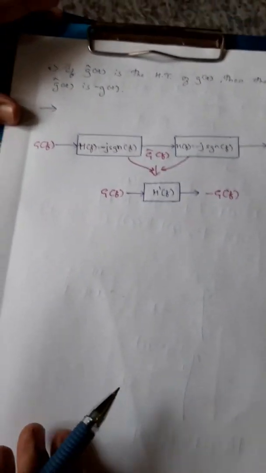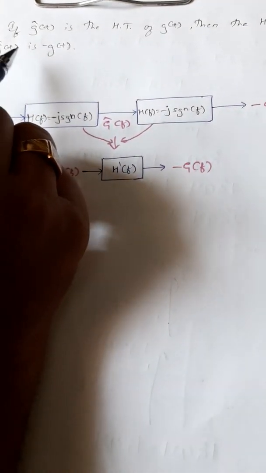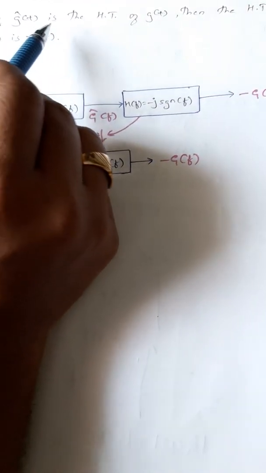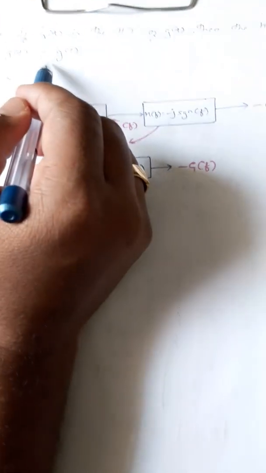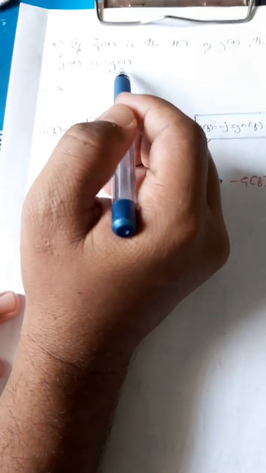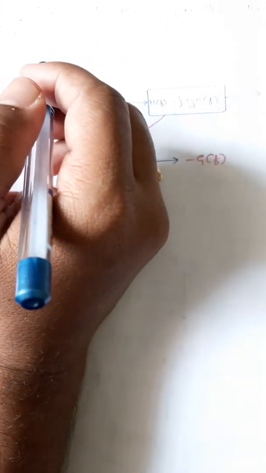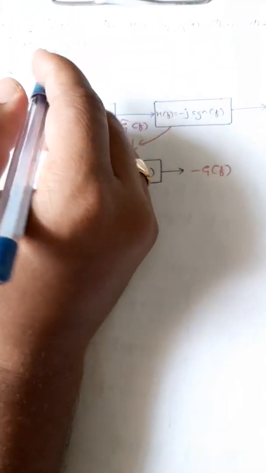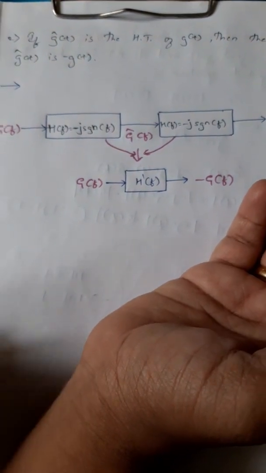Next comes the second property. If g cap of t is the Hilbert transform of g of t, then the Hilbert transform of g cap of t is minus g of t. What does it mean? If the input signal is g of t, and I apply the Hilbert transform two times to that signal, then the output is minus g of t. That's what it is telling.